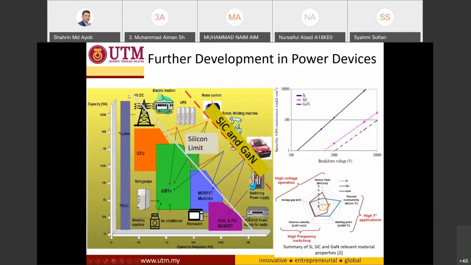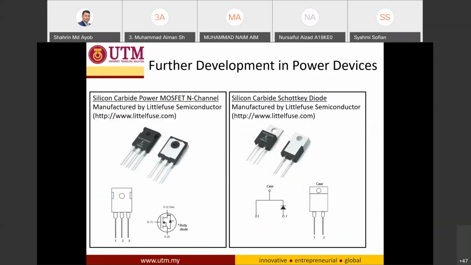Okay, so this is the silicon limit. When we are using silicon carbide and gallium nitride, we can increase the limit: the power limit and also the frequency switching limitations. So that is the advantage of using silicon carbide and gallium nitride technologies. This is the MOSFET transistor based on silicon carbide, and this is the diode based on silicon carbide. That's why I said earlier that power electronics application is everywhere in our life.